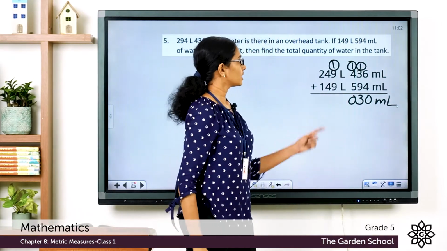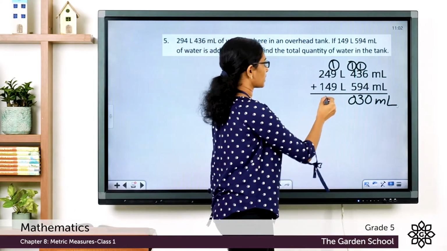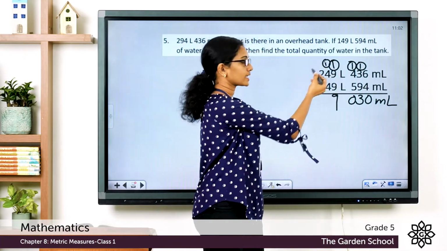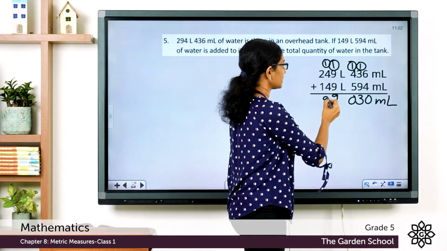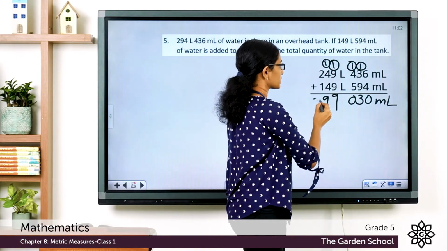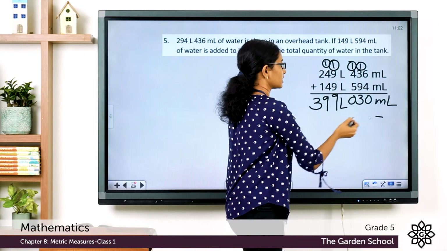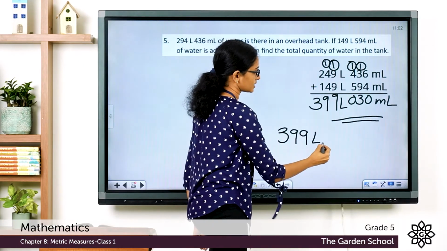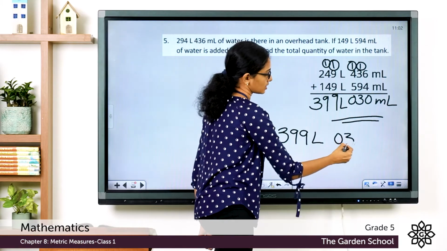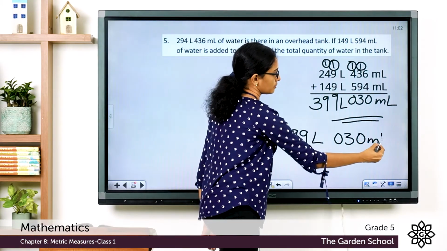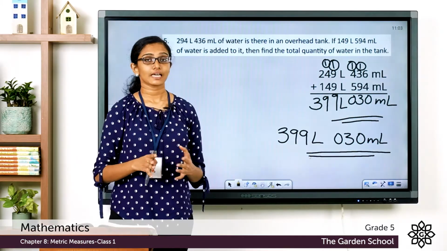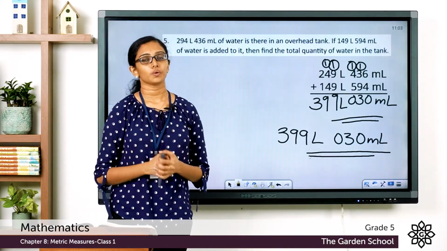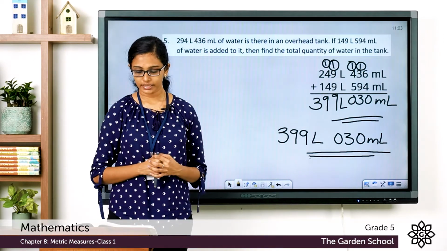Now here 9 plus 9 is 18 plus 1 is 19. I carry over 1 here. 4 plus 4 is 8 plus 1, it is 9. Then here it is 2 plus 1, 3. So that is how much? 399 liter and 30 milliliter. So the tank now contains 399 liters and 30 milliliter of water. So this is clear to you, I guess.